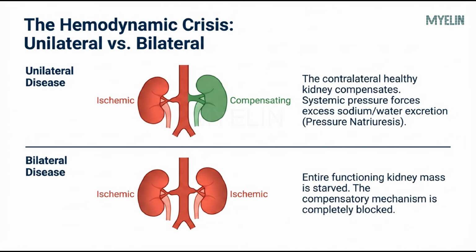But bilateral disease represents a catastrophic hemodynamic crisis. In bilateral disease, both renal arteries are blocked. The entire functioning kidney mass of the body is starved for blood. The compensatory mechanism is completely blocked because neither kidney can feel the high systemic pressure. Therefore, neither kidney can undergo pressure natriuresis. The high systemic pressure entirely fails to force adequate blood flow into the renal parenchyma. This leaves the patient trapped in a vicious cycle of runaway renin production with absolutely no safety valve to release the mounting fluid and pressure.